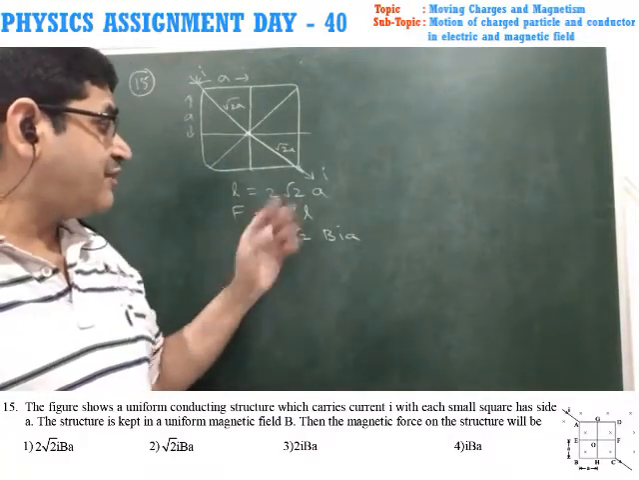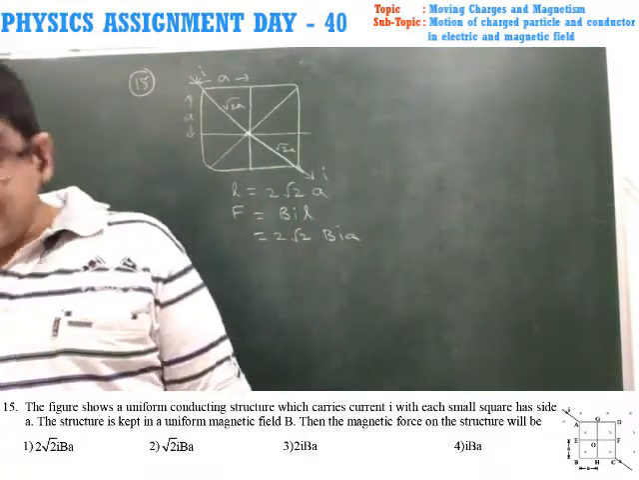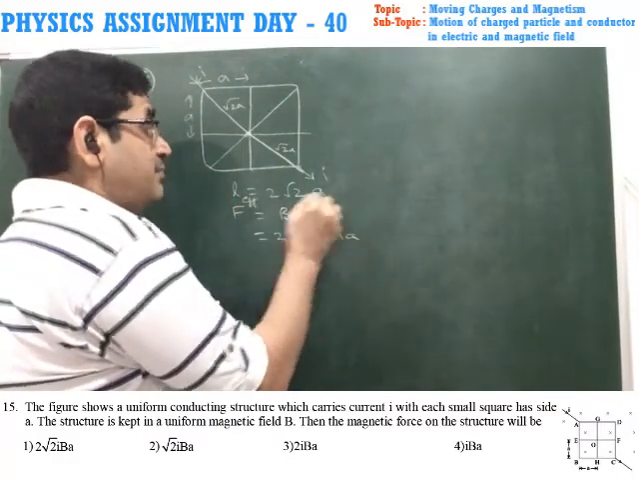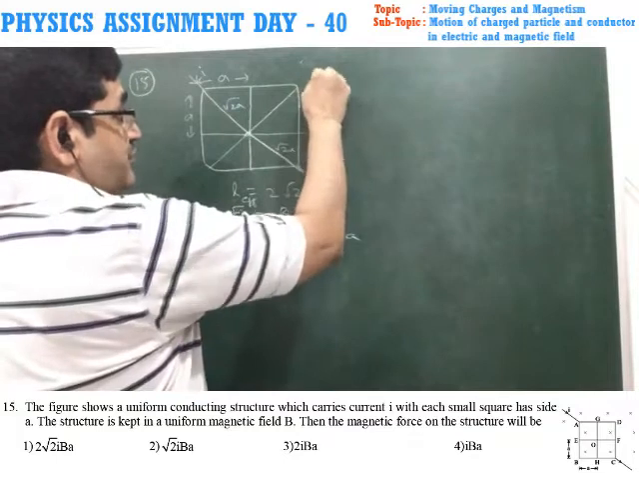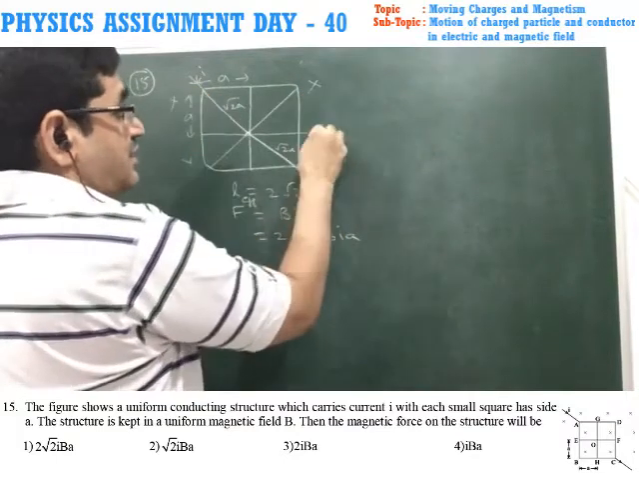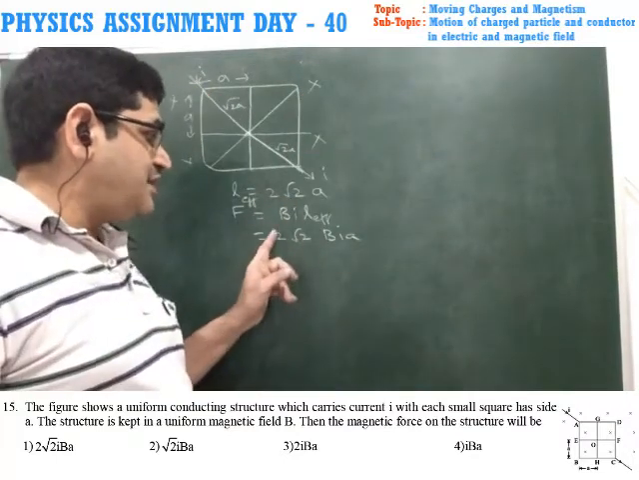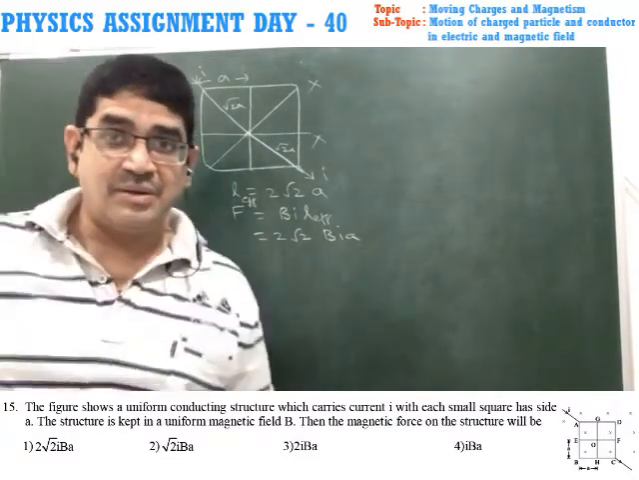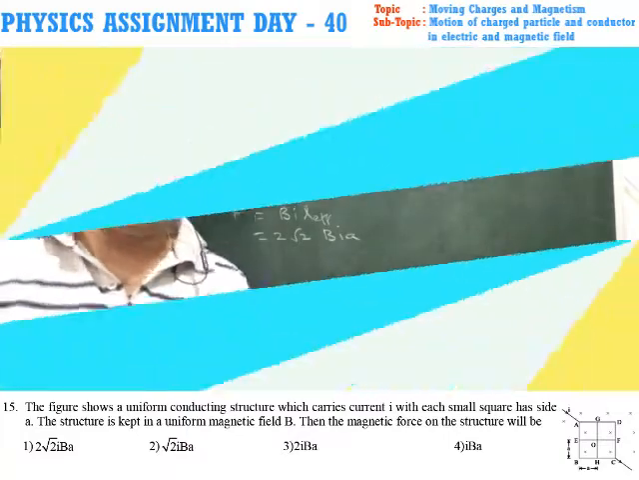So you know the formula, BIL effective you have to consider. Here the L effective value is 2 root 2 A. So when you apply BI into L effective, the magnetic field is perpendicular to the plane. So BI will be the same, and L effective is 2 root 2 A. So you get the answer. You can see that is the answer.